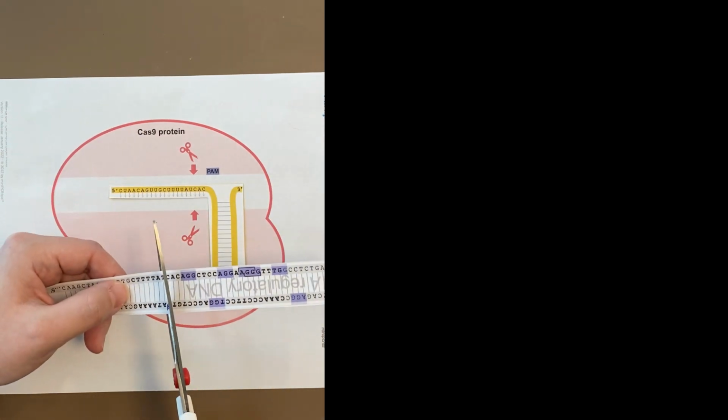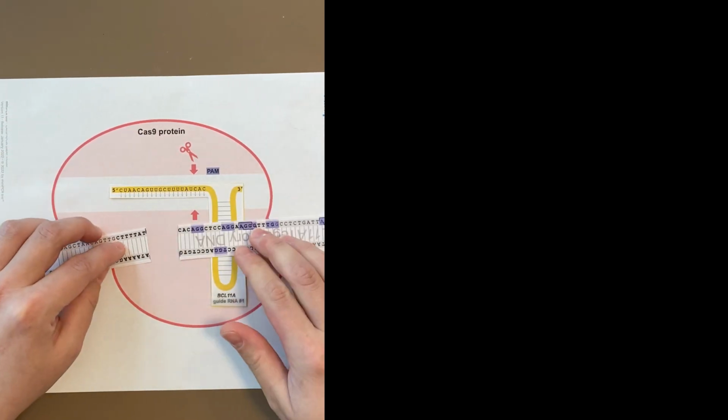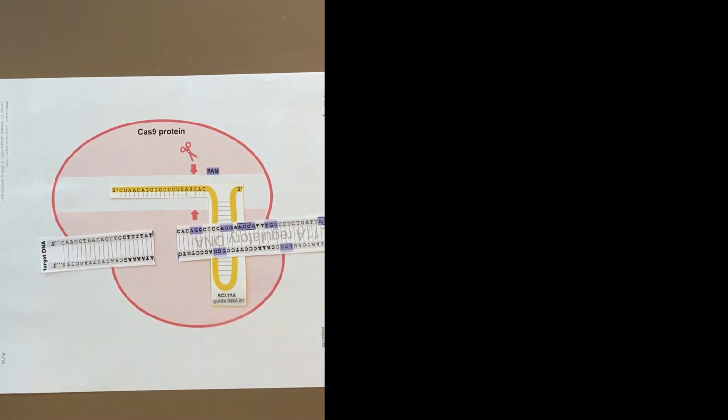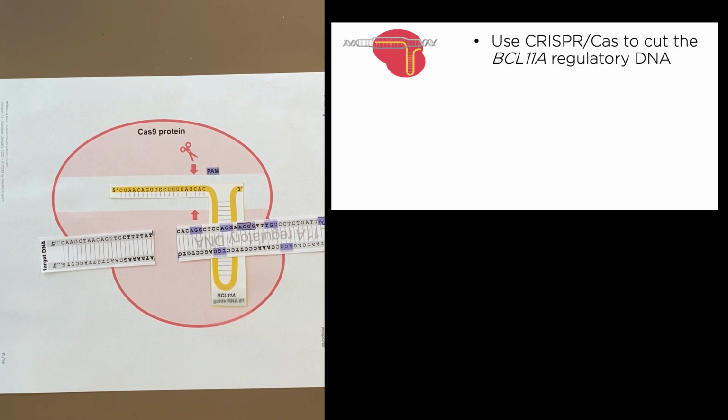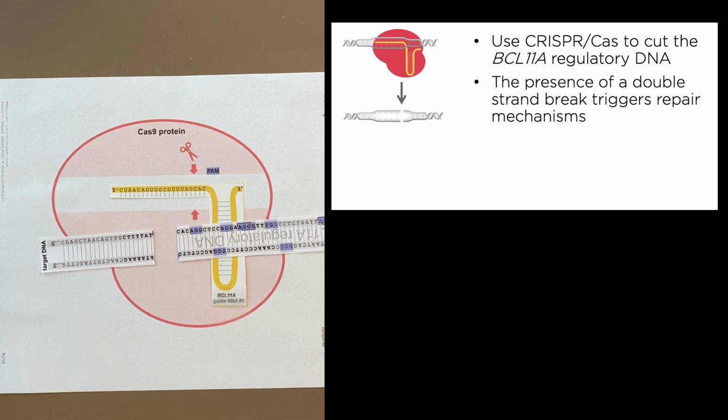So let's take a step back and think about what's happened so far. Remember, the therapeutic goal was to use CRISPR-Cas to disable the BCL11A regulatory DNA in the Achilles heel region. To accomplish this, scientists designed a guide RNA that would tell Cas9 to cut the DNA in that Achilles heel region. That's where we're at so far. Right now, we've introduced a double strand break. And remember, these are bad news. The cell needs to repair this break or it will die.